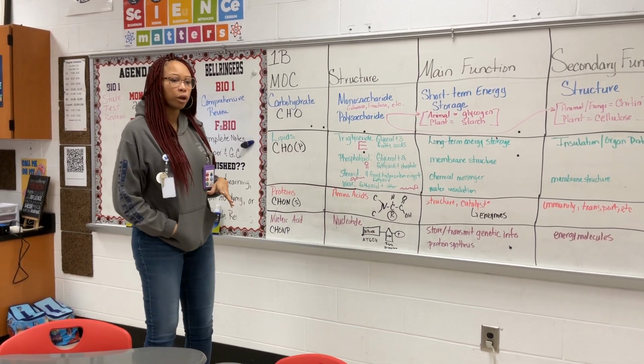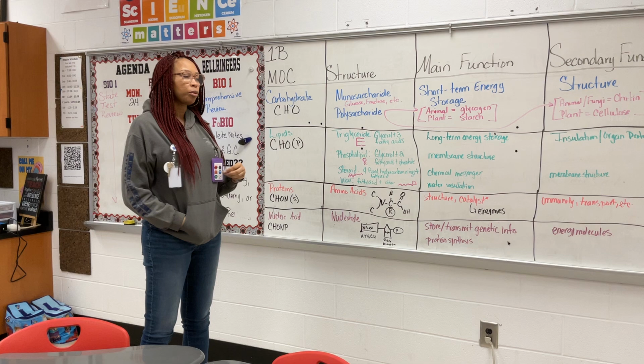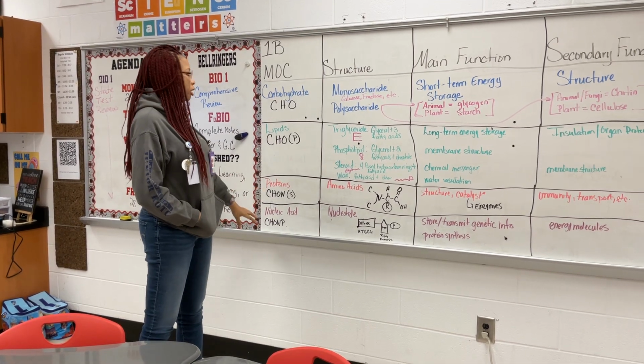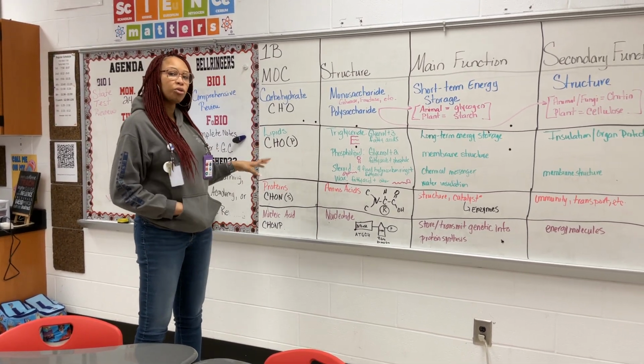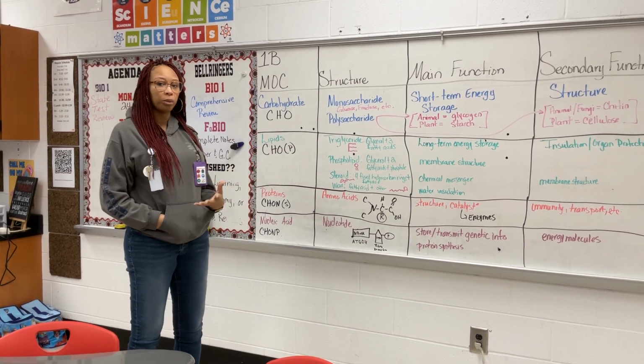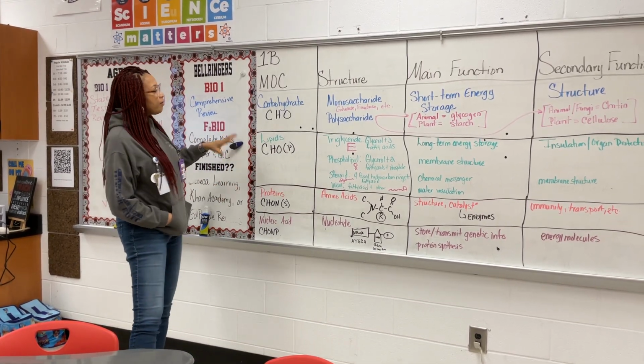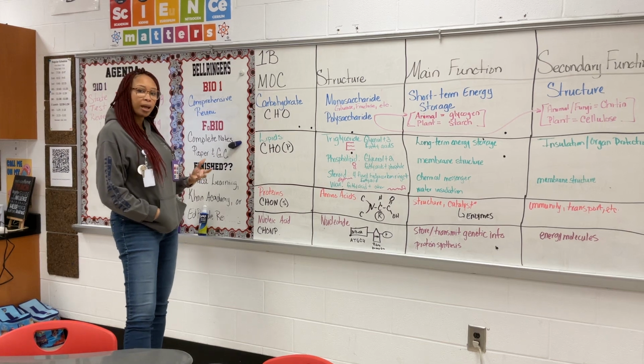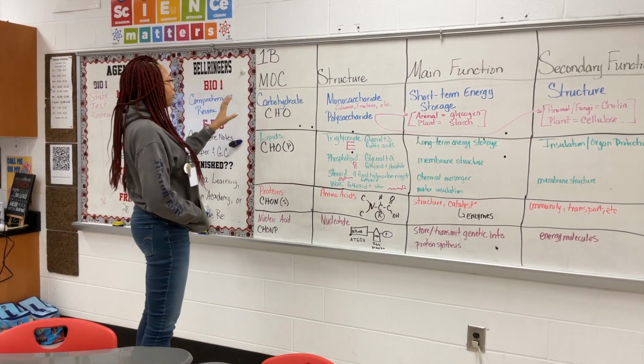Now, of those four, three of them can form polymers, which are going to be your carbs, your proteins, and your nucleic acids. Lipids do not form polymers. Each class of lipid itself is a monomer, okay? And the others have a monomer which can come together to make polymers. So let's start off with the carbohydrate.